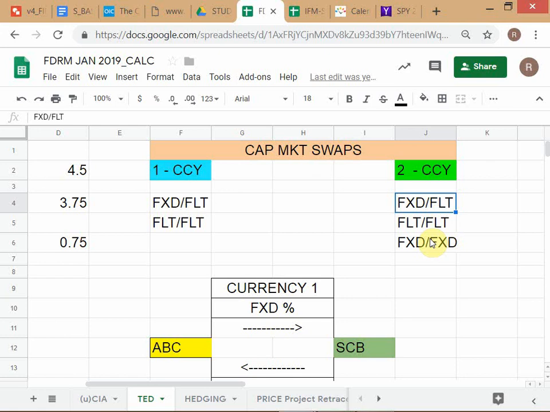So one leg is fixed, one leg is floating. Then again you can have both legs floating, which means here one leg is sterling LIBOR and one leg is dollar LIBOR. This is clear? Both legs can be floating.